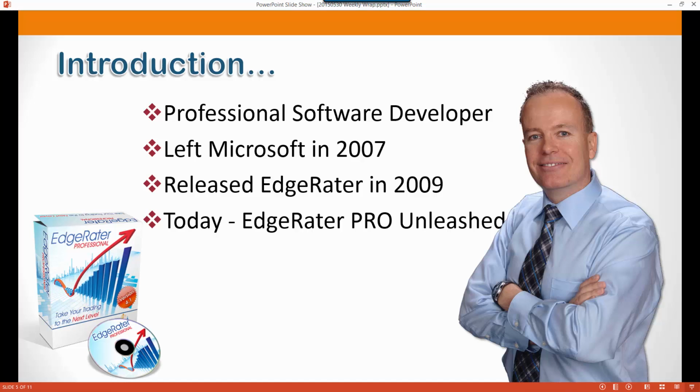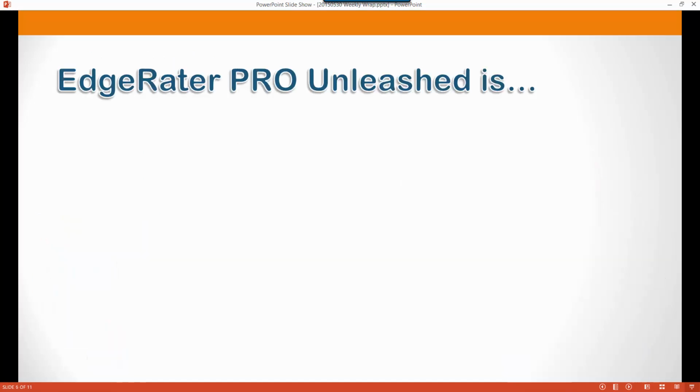We've gone through several iterations of the program. The last version before the current Unleashed version was version 5, and now we're in the Unleashed version, and you'll see in the next couple of slides what Unleashed is all about. Unleashed is a backtesting program. Well, all versions of EdgeRater were backtesting programs.